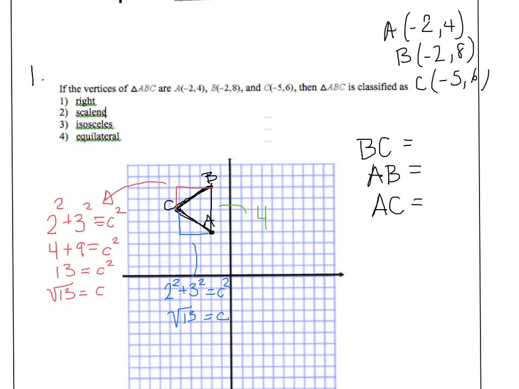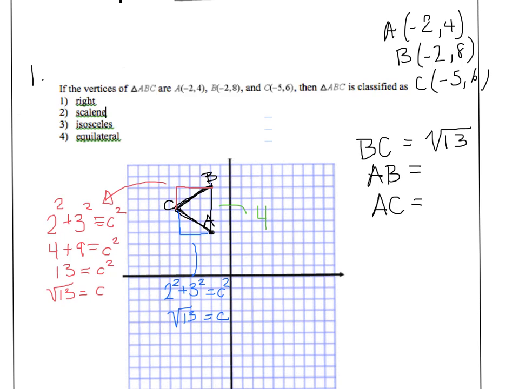So now we figured out the distance of each side, the measure. How do we do that? Well, for BC, we looked at 2 up and 3 over. So we had 2 squared plus 3 squared equals c squared. And when we solve that, we get c equals square root of 13 or radical 13. So we'll write that in. Radical 13 for BC.